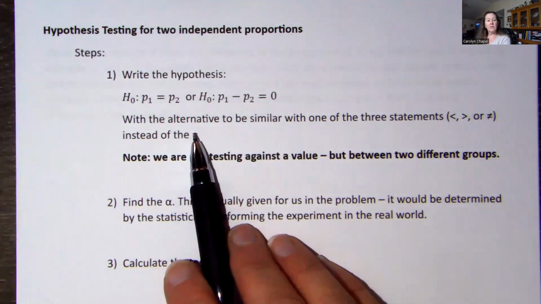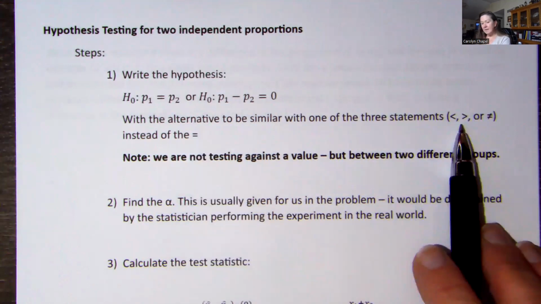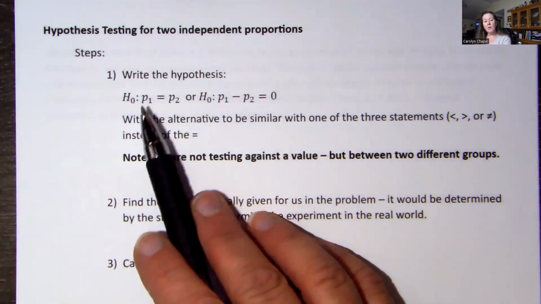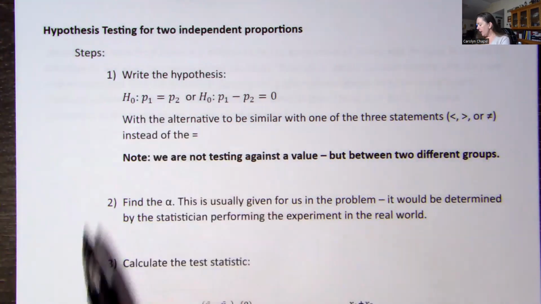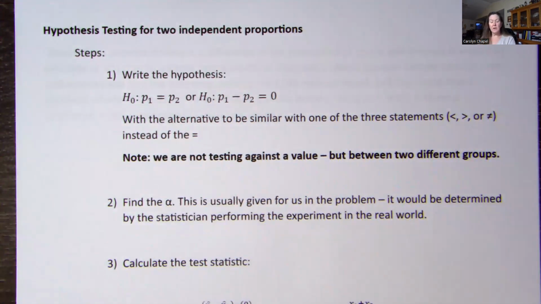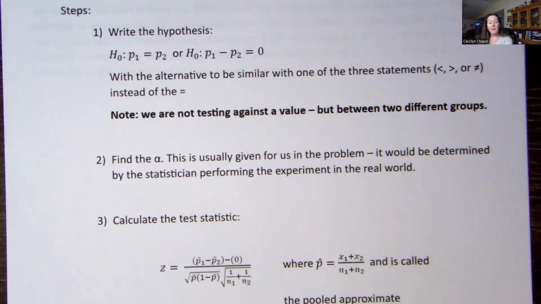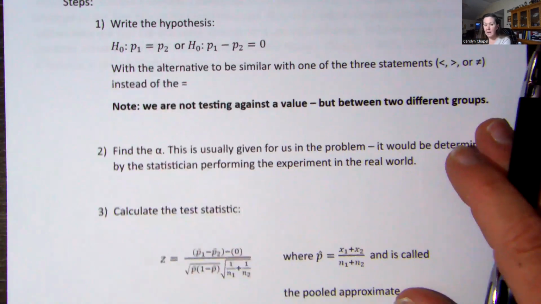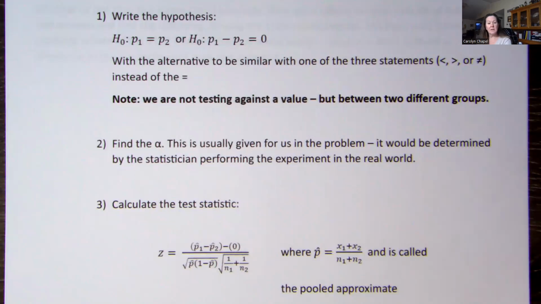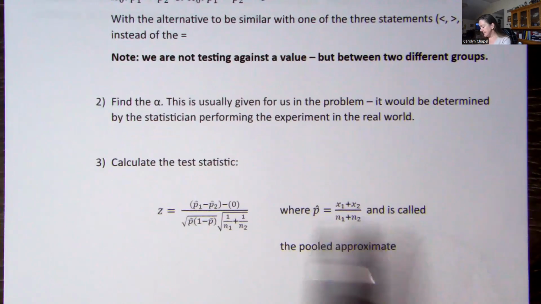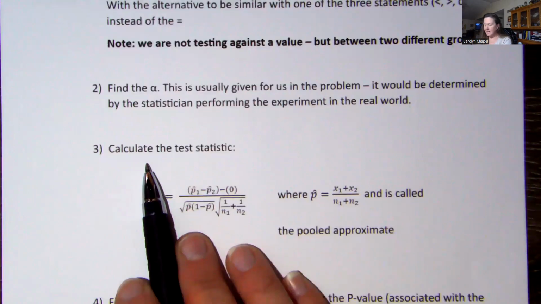The alternative, of course, can be one of the three pieces: the less than, the greater than, or the not equal to, saying that this guy is smaller, this guy is bigger, or they're just different. Notice we don't have a single value in here. We're comparing one group to another. The second step, as it always has been, is to find that alpha. Alpha, for us, will be given in the problem. In the real world, statisticians who are setting all these experiments up will set that confidence level or significance level.